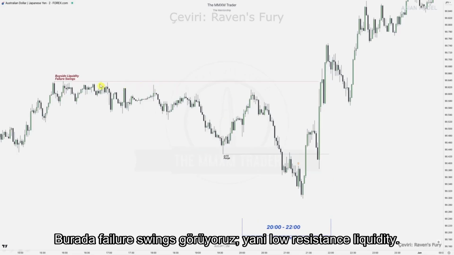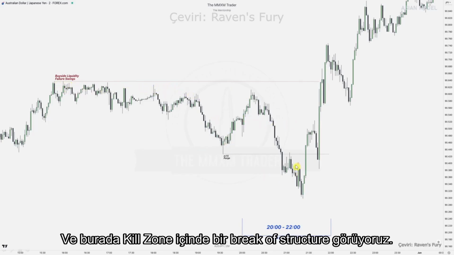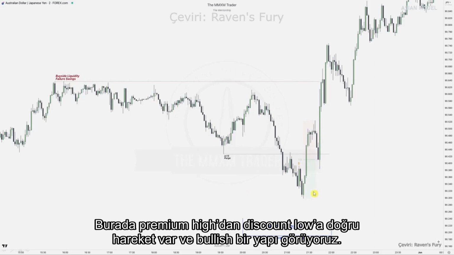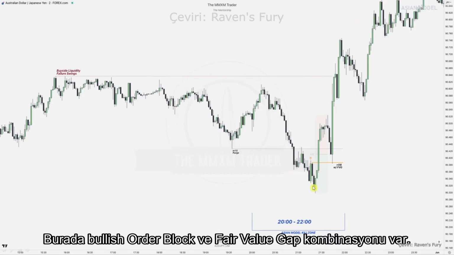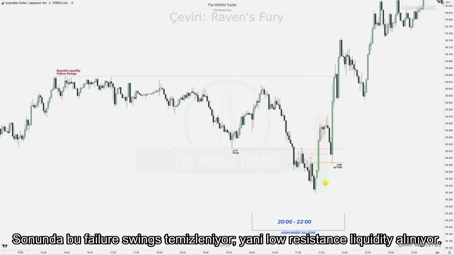Over here we've got all these failure swings, so low resistance liquidity, right? So even better, if we are bullish, we want to have that low resistance liquidity above us. Then over here we seek that break of structure in our kill zone time, right? So it has to happen within our kill zone time. So break of structure, price returns back into discount, and what do we have, right? Premium high into discount low, and we can see this bullish order block with a fair value gap combination, right? That fair value gap and bullish order block combination is typically very strong, and it happens inside the kill zone, so time is matching up with price, and eventually we take out those failure swings, which is low resistance liquidity.